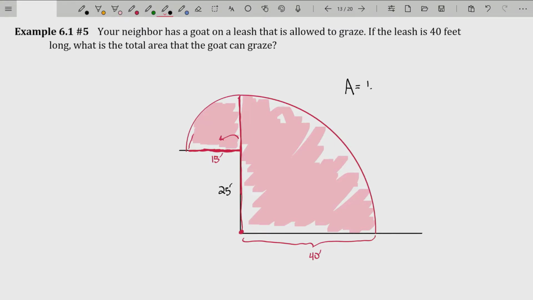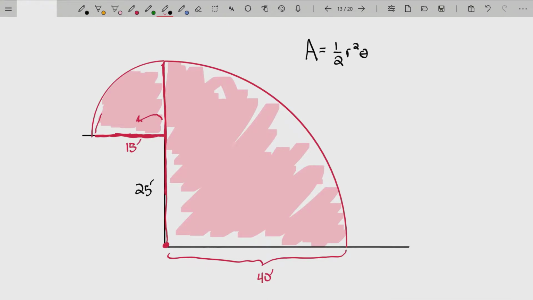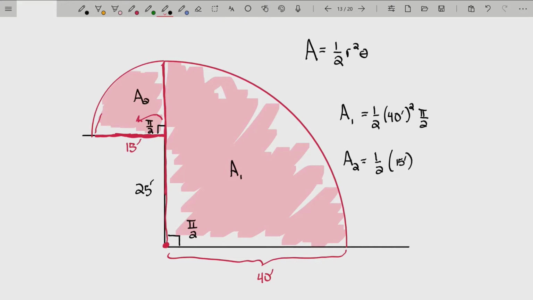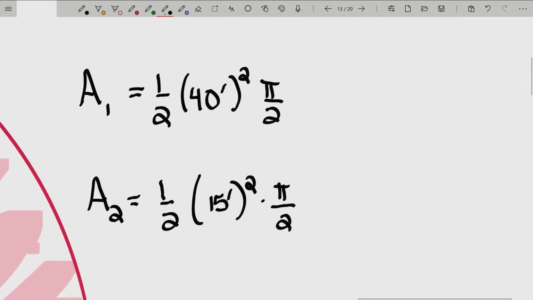Well, remember, the area of a sector formula is 1/2 r squared theta. And now we can actually just work in radians. So this angle right here is a right angle, which is pi over 2 radians. And this angle is also a right angle, pi over 2 radians. There are two areas, area 1 and area 2. So area 1 is going to be 1/2 its radius squared, so 40 feet squared, times the angle in radians, pi over 2. And area 2 is going to be 1/2 its radius squared, 15 feet squared, times its radian angle. And that's what we get there.